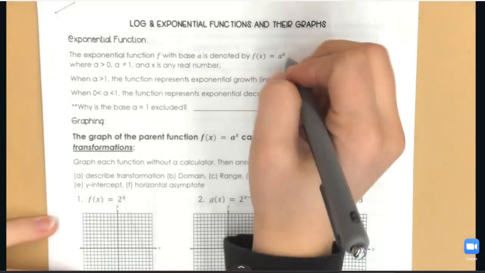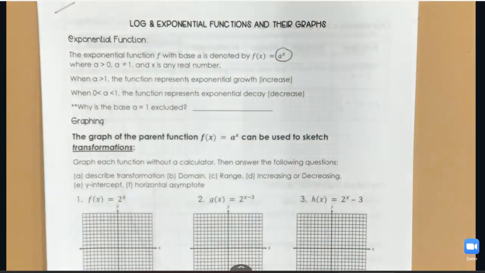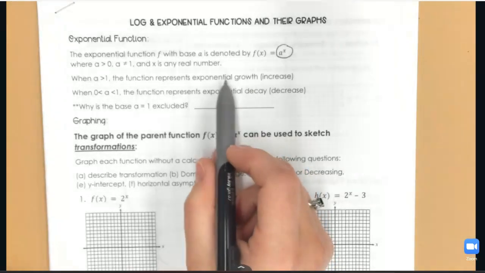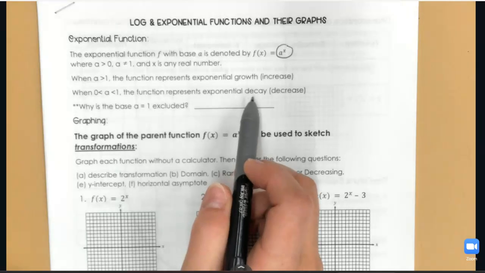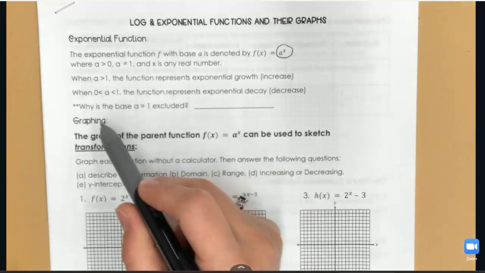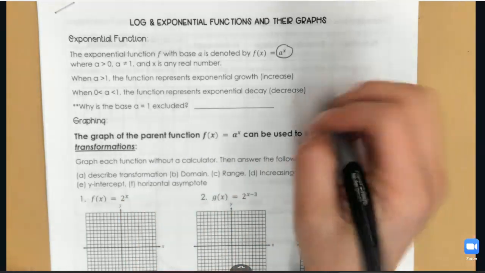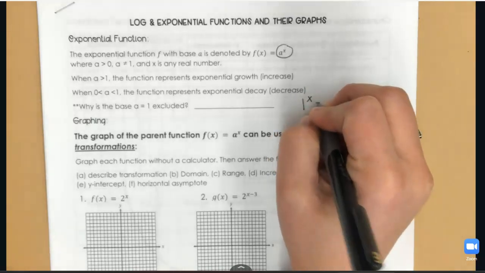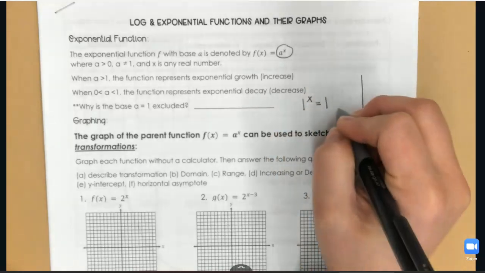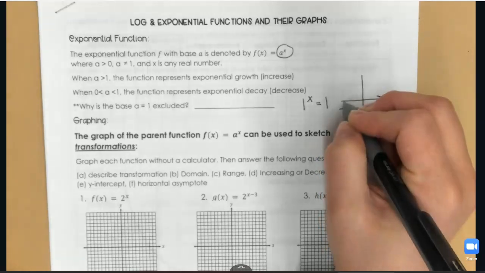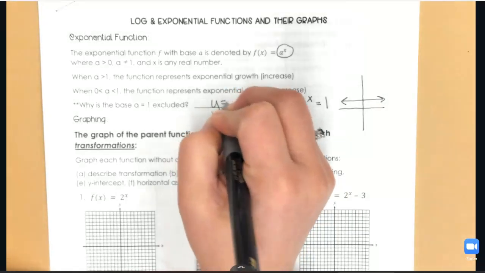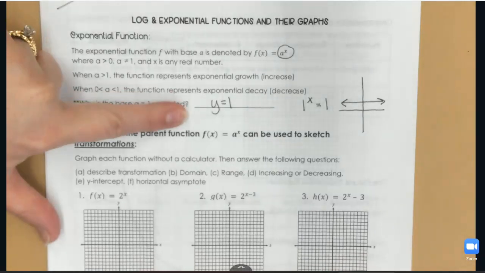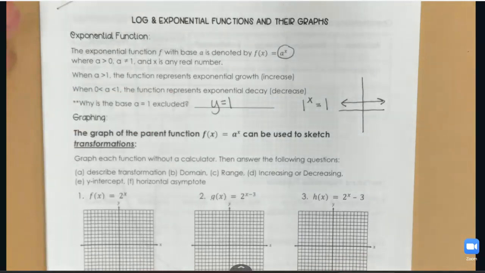Remember, our parent function is a to the x, where a is your base, and a cannot equal 1. When a is greater than 1, we have exponential growth, an increasing graph, and when a is less than 1, we have decay or a decreasing graph. And the reason that a cannot be 1 is because 1 to any power will always be 1. So that graph would just look like the horizontal line y equals 1, which does not have the characteristics of an exponential function. So this is not an exponential function, therefore a cannot be 1.